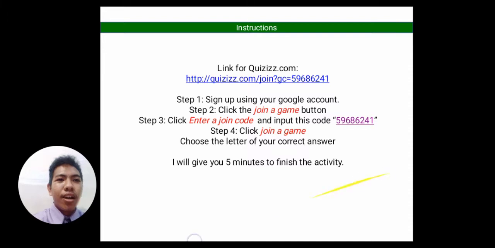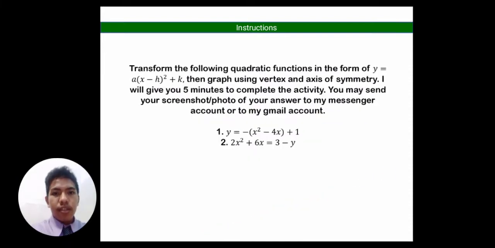Now what I'm doing, okay. Now I want you to transform the following quadratic functions in the form of y is equal to a times (x minus h) squared plus k, then graph using vertex and axis of symmetry. I will give you 5 minutes to complete the activity. You may send your screenshot or photo of your answer to my messenger account or to my Gmail account.